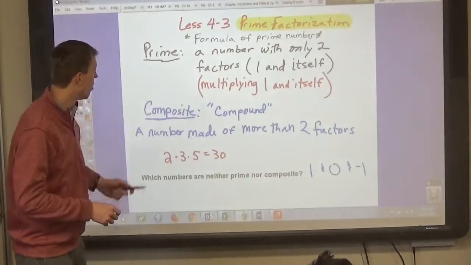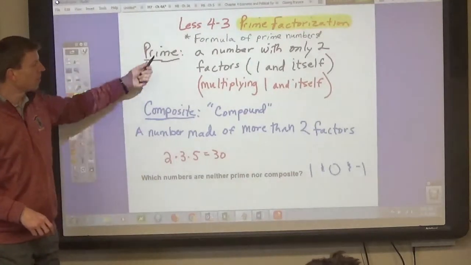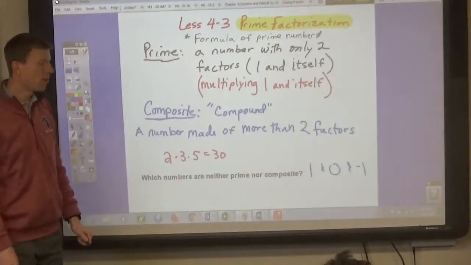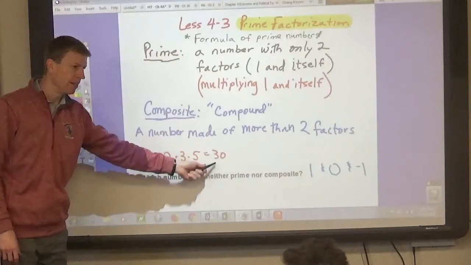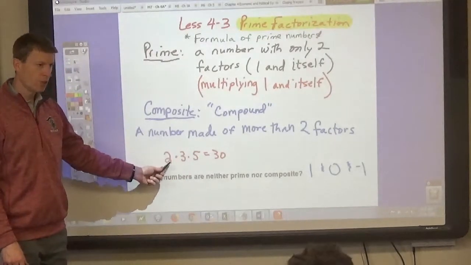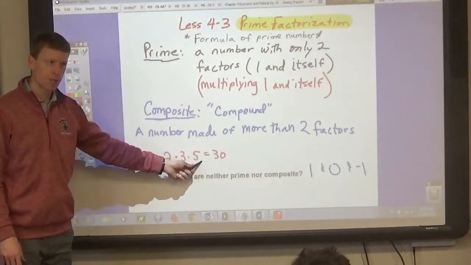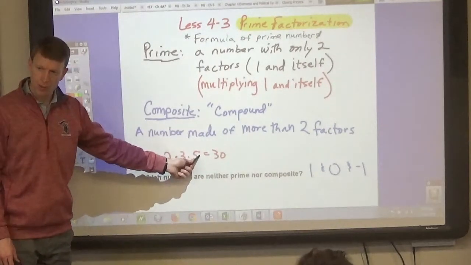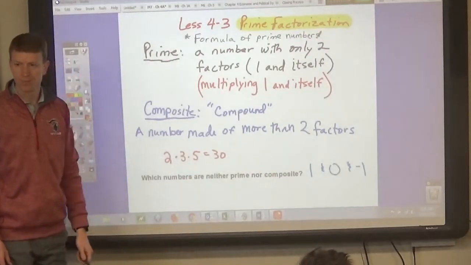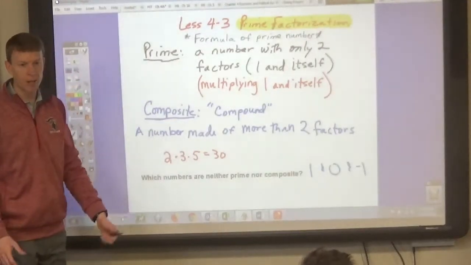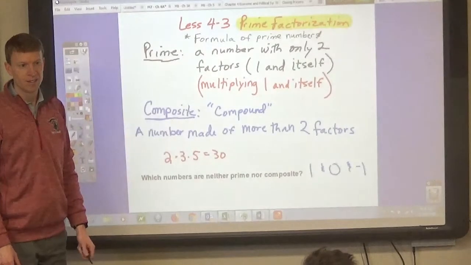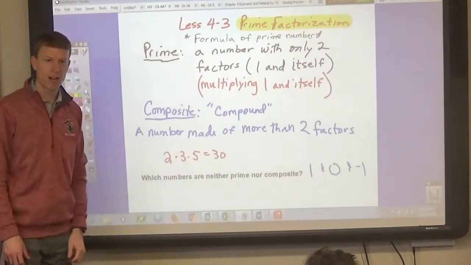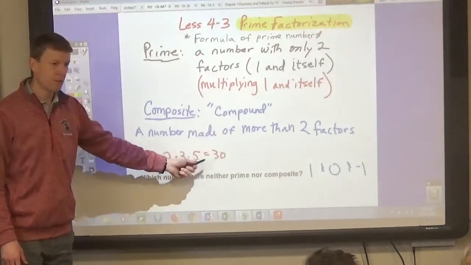Right? So, a composite then is the opposite of a prime. Composite is a number that's made up of more than 2 factors. Like the number 30 has 2 times 3 times 5. These are all prime numbers. And these are the prime numbers you use to make the number 30. There's no other prime numbers in that. That's it. So this is the formula for 30: 2 times 3 times 5.